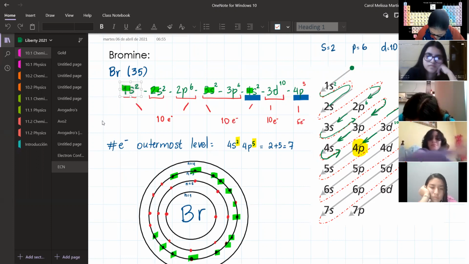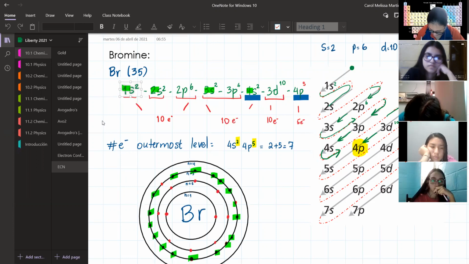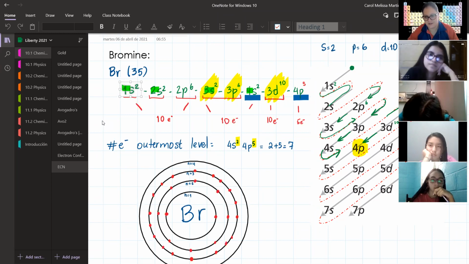Why did you put 18? Because I have it in the third ring. Remember that the ring is the coefficient. Okay. So for the coefficient 3, I have 3s2, 3p6, but I also have 3d10. So I add 2 plus 6 plus 10, which makes 18.